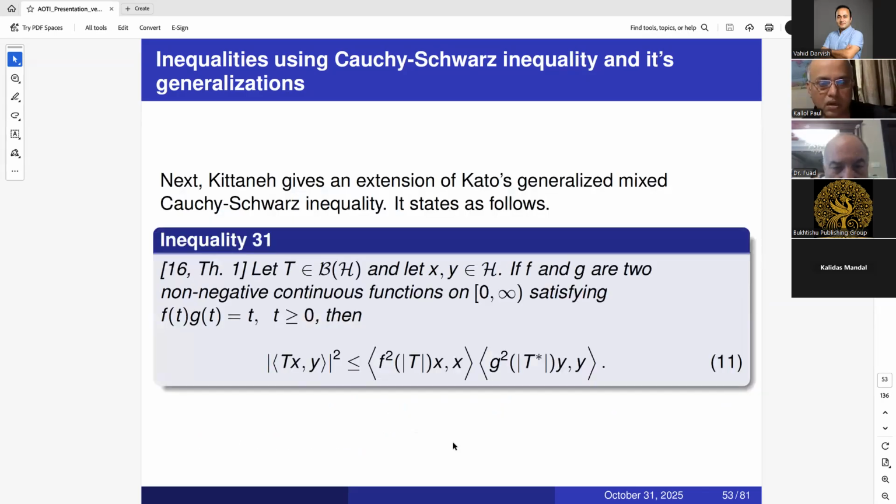Then again, this result was improved by Professor Kittaneh for continuous analytic non-negative functions on [0, ∞). That's a very nice result. If you have two functions f and g that satisfy f(t)g(t) = t, then this inequality is less than or equal to ⟨f²(|T|)x,x⟩ times ⟨g²(|T*|)y,y⟩. So this is a nice generalization of the last result.